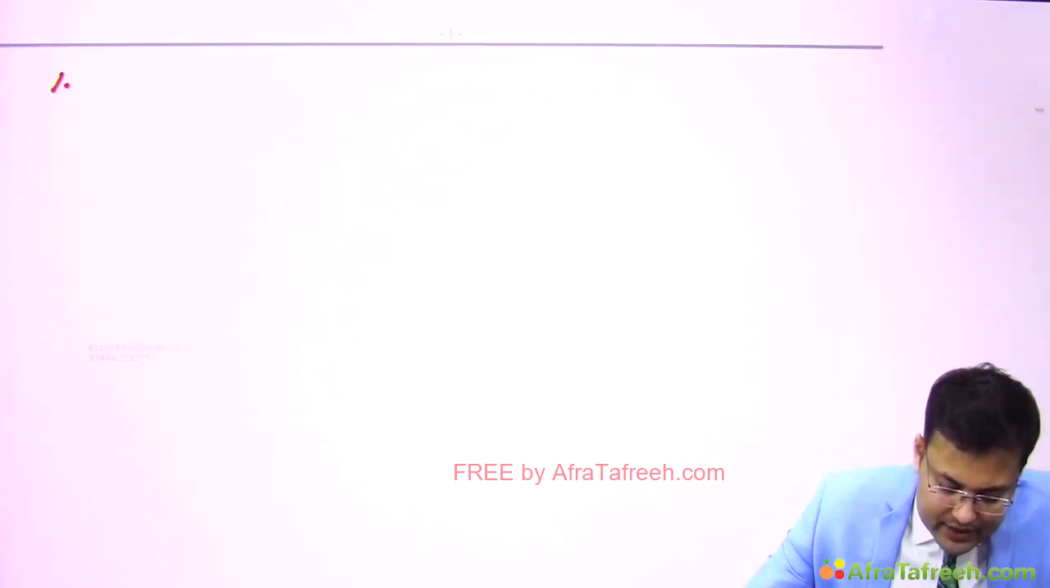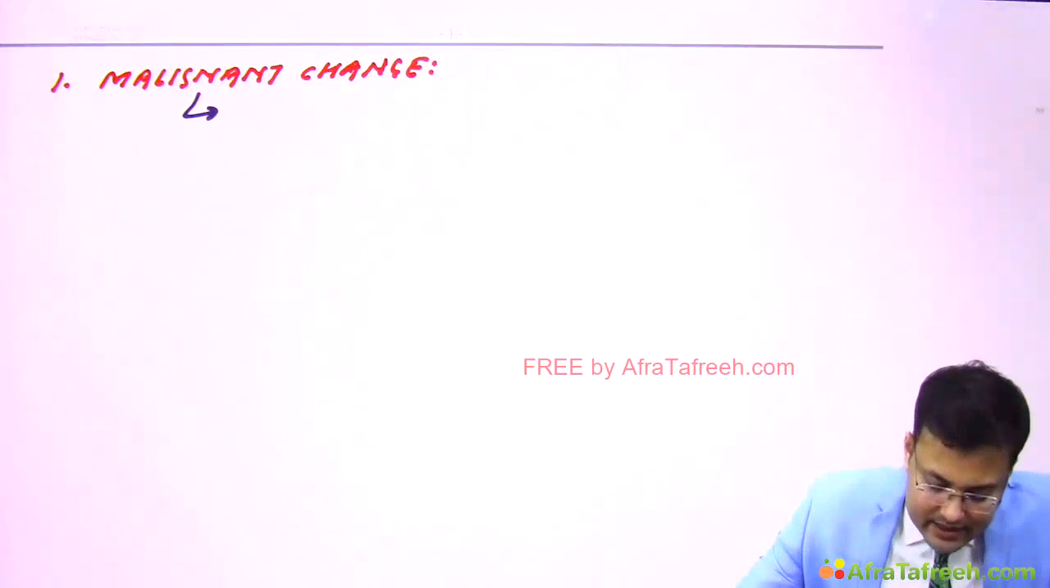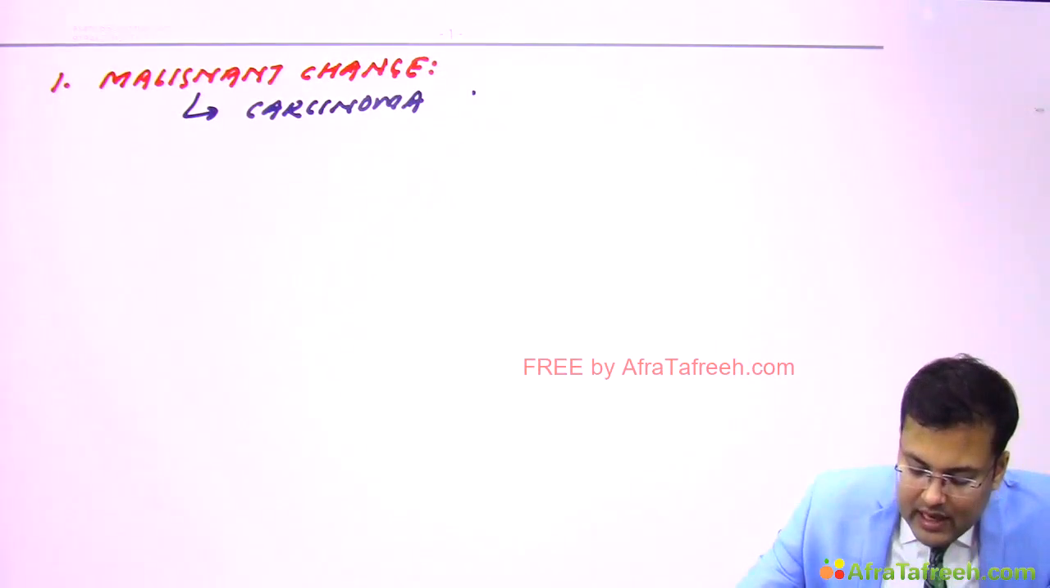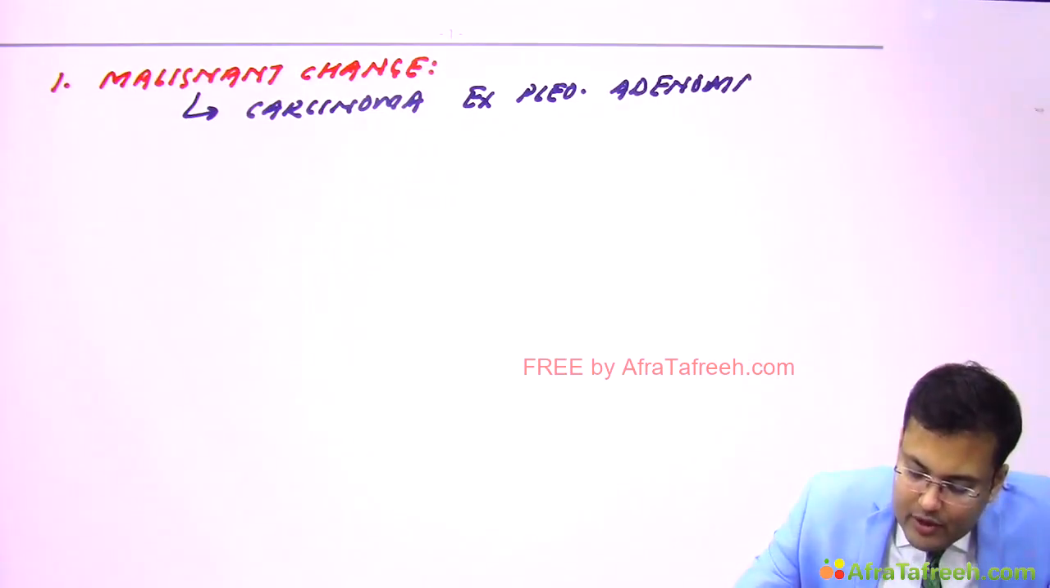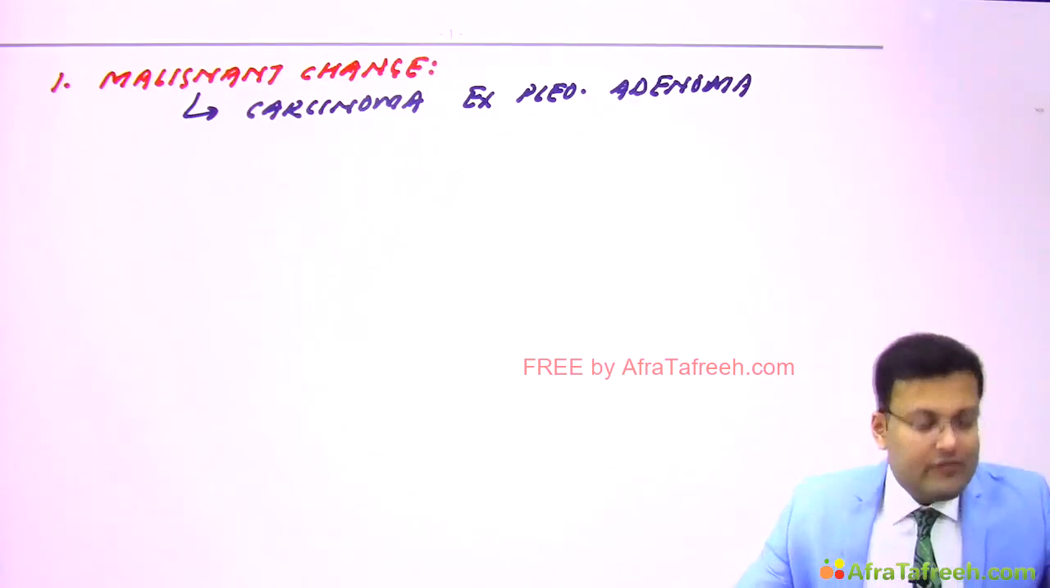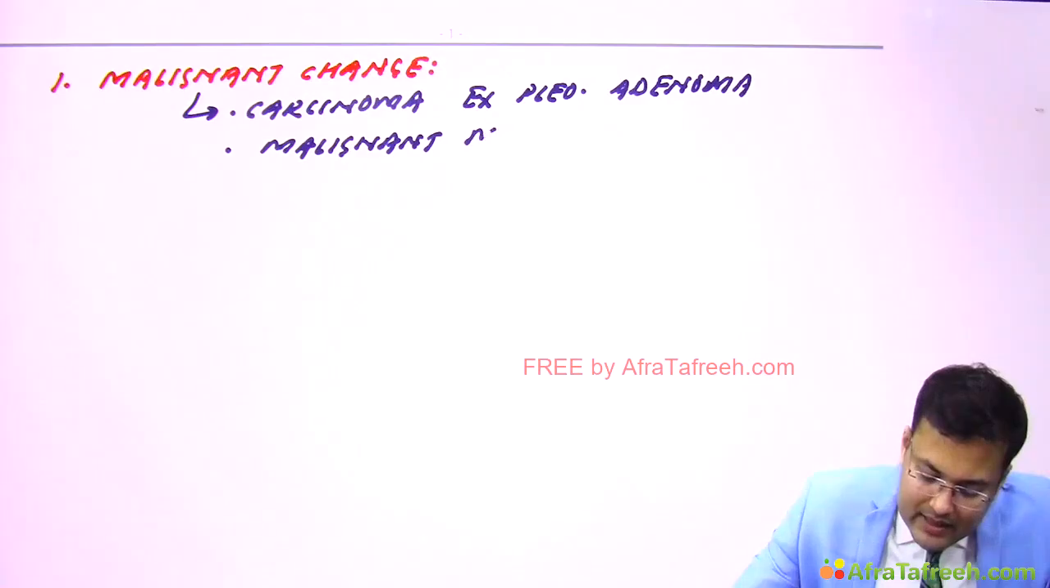Complications. First is malignant change. In pleomorphic adenoma, there is malignant change. Clear? So the name of this malignancy is carcinoma ex pleomorphic adenoma. Clear? Pleomorphic adenoma is known as mixed tumor. So if there is malignant change, it's also known as malignant mixed tumor.